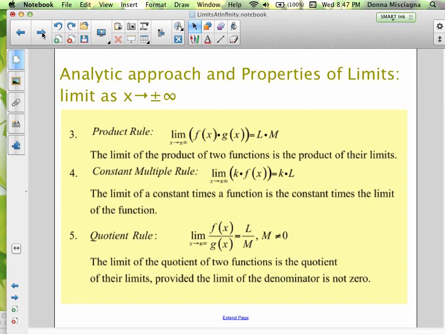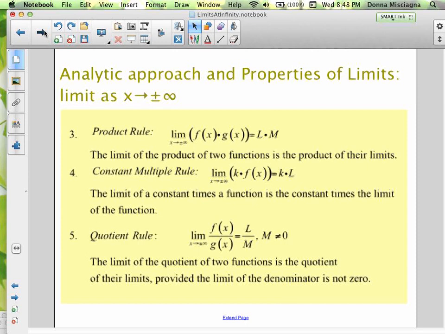Right? So we can find each limit separately and multiply them together. If we have a constant multiple, a scalar multiple, we can simply find the limit of our function as x approaches positive or negative infinity, and then multiply by that scalar multiple. So the limit of a constant times the function is the same thing as the constant times the limit of the function. Quotient rule. Right? So if we have the limit of a quotient as x approaches positive or negative infinity, we can find each of those limits and just find the quotient, because the limit of a quotient of two functions is just the quotient of their limits, provided the limit of the denominator is not 0, right? Because that's going to be undefined.